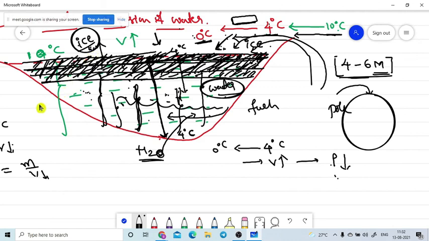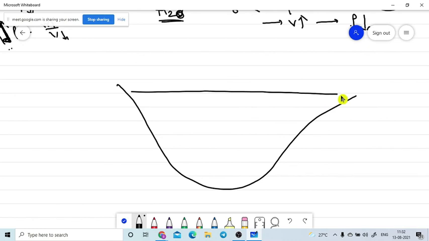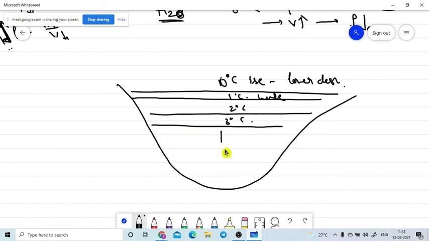Hello? Yes, sir. So that is the advantage of water. Can I draw the diagram of how the river will look, the temperature diagram? At the top, 0 degree Celsius ice will exist, which has lower density. After that, going downward, 1 degree Celsius water will exist. At 2 degrees Celsius, water will exist. At 3 degrees Celsius, water will exist. The remaining all at 4 degrees Celsius water will exist.